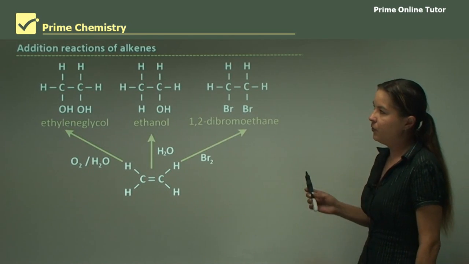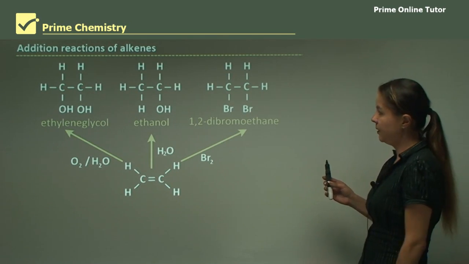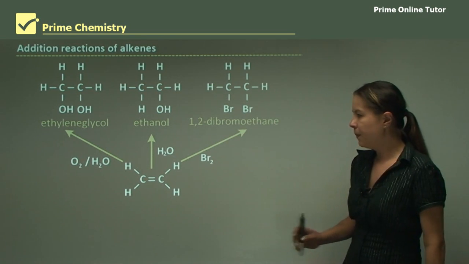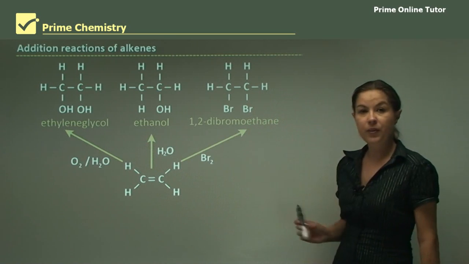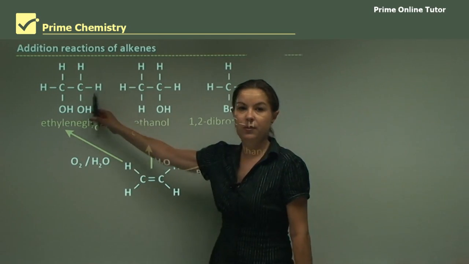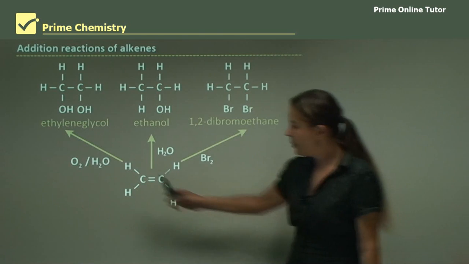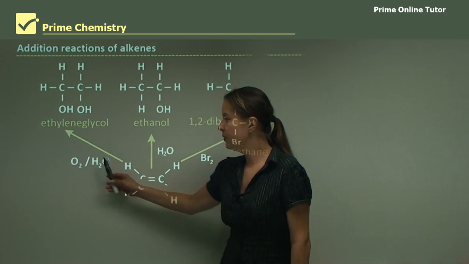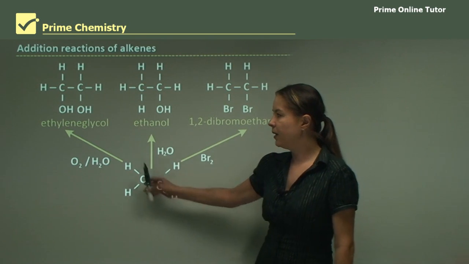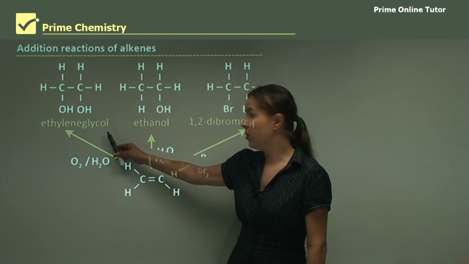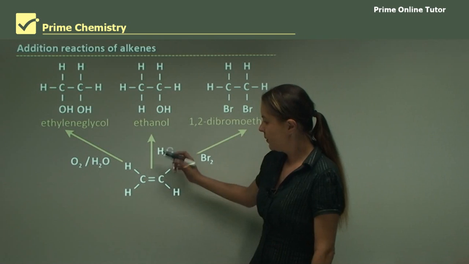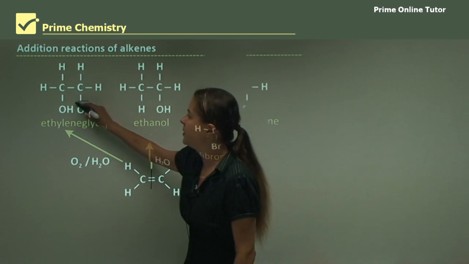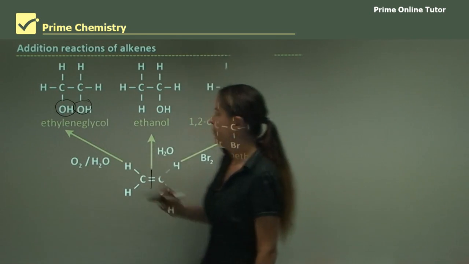So here's a list of a few different addition reactions of ethylene and all alkenes, in fact. So we start with ethylene and we react it under different conditions to get different compounds for different uses. So let's start by looking at this reaction here. The reaction conditions are oxygen and water, and you go from ethylene to a compound called ethylene glycol, which is an antifreeze. So what's happening is the double bond's breaking and new atoms are coming in, in this case, alcohol groups.